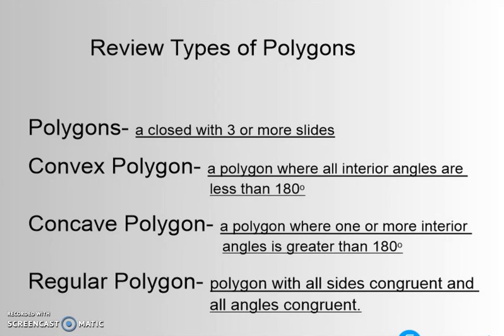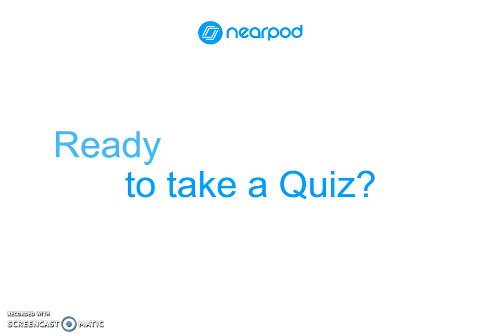And then a polygon with all sides congruent and all angles congruent is a regular polygon. Alrighty. So if you need more time, go ahead and pause that to get those notes. So you have a quick quiz.